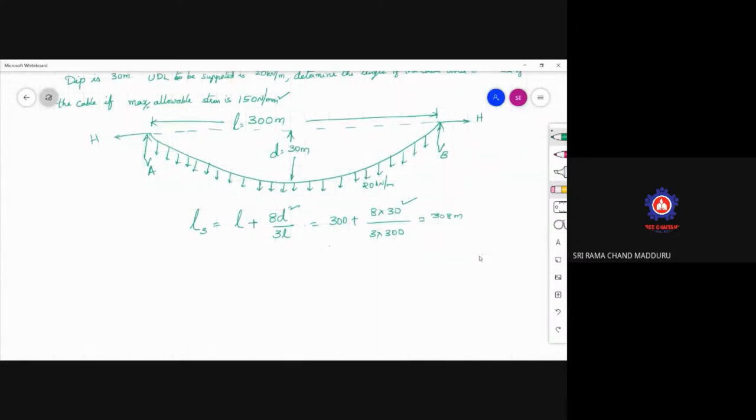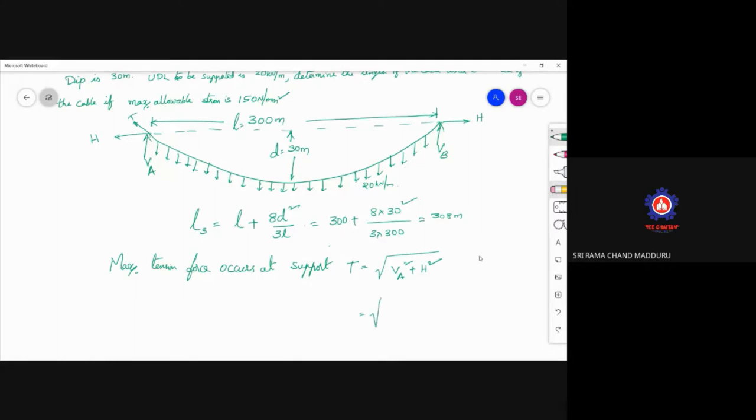Maximum tension force occurs at the support. Remember this always. Maximum tension force occurs at support. So the tension force T is nothing but the square root of VA square plus H square. That's H. So this is our tension force, which is VA square plus H square.